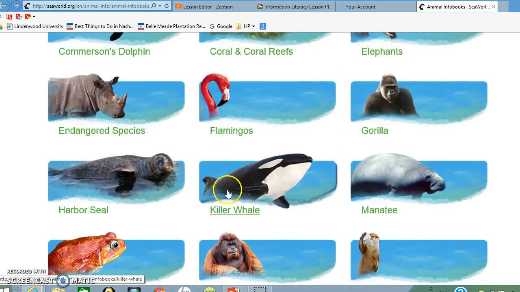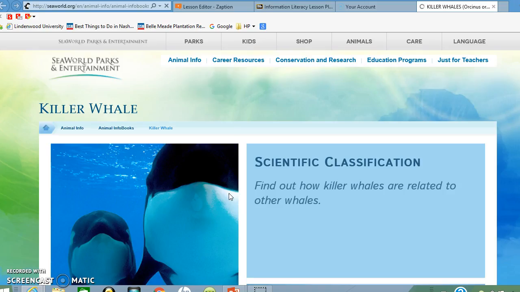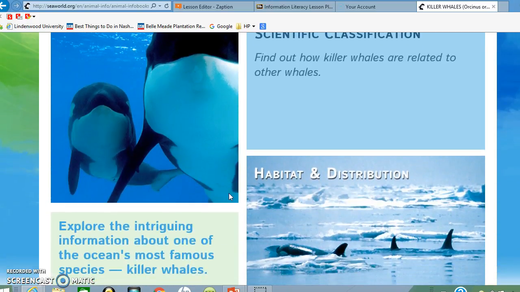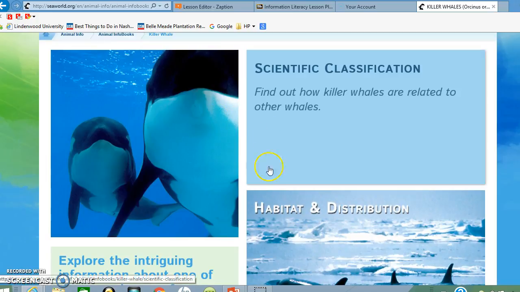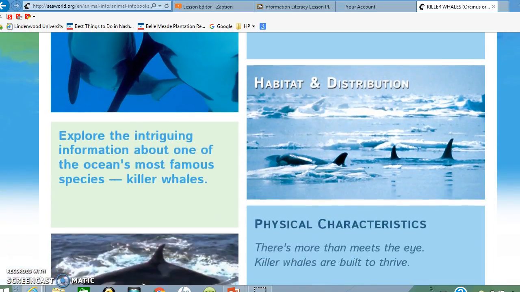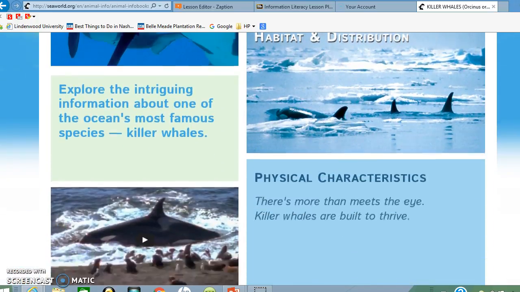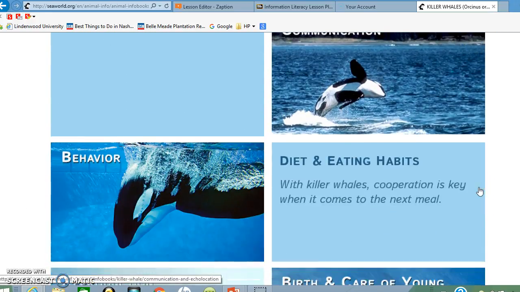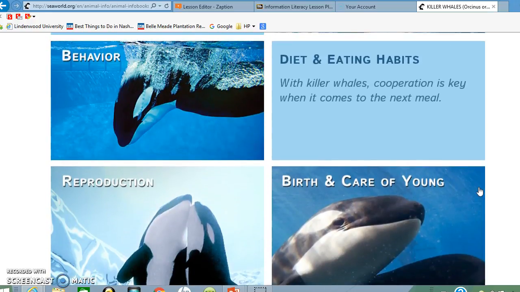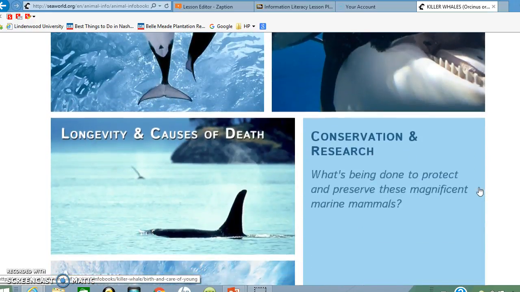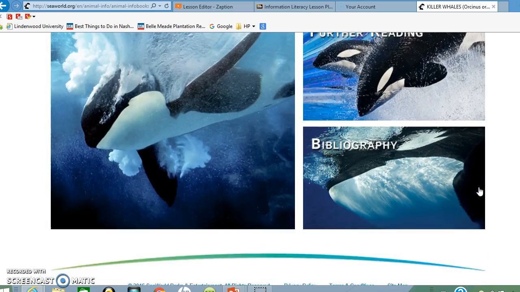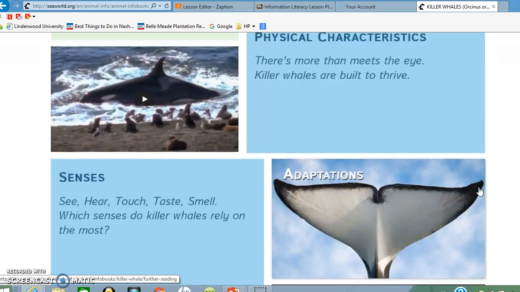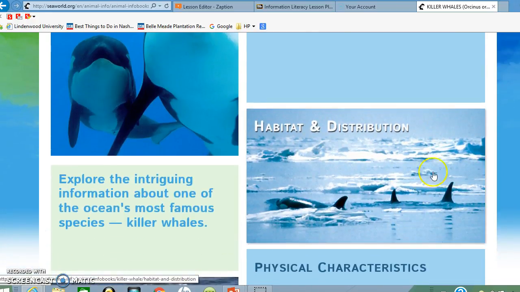Since I've been talking about killer whales, I'm going to click on them. This site has other sections you can click on that have information. So it has habitats, census, adaptation, behavior, diet, reproduction. So it has quite a few that you have in your article. So we're going to go up here and click on habitat.